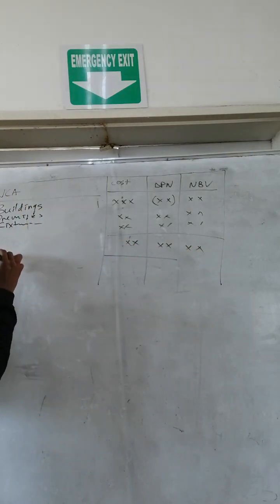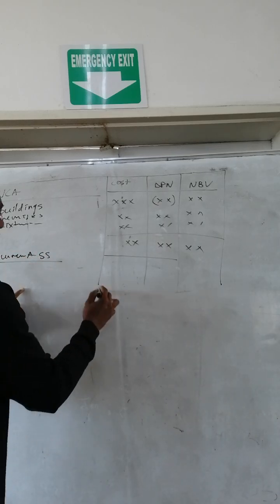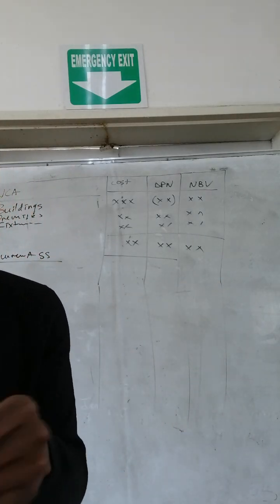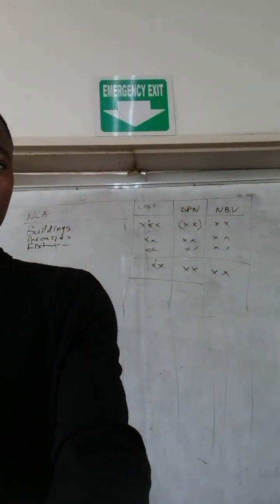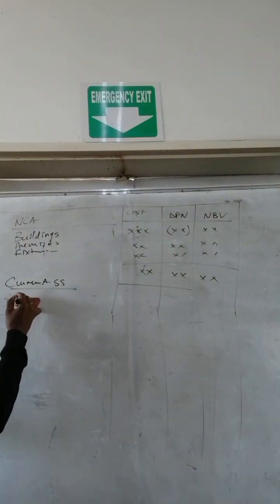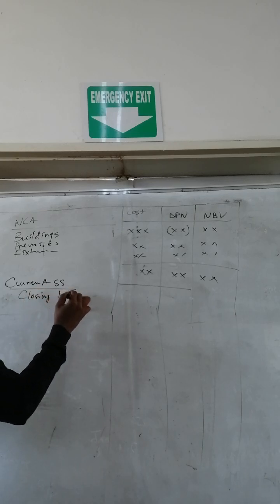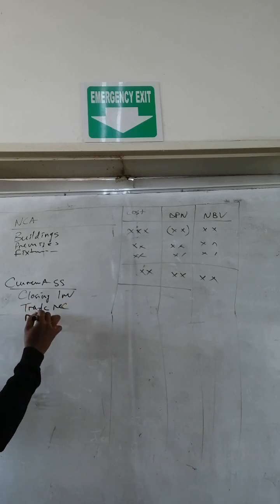Then we go to current assets. On current assets, we have 7 days party before Christmas. Stock, it is called closing inventory. You have trade receivables. You have the prepayments. We have the bank. You have cash.